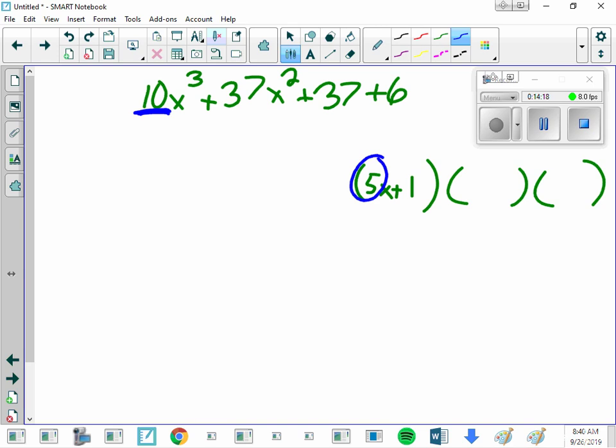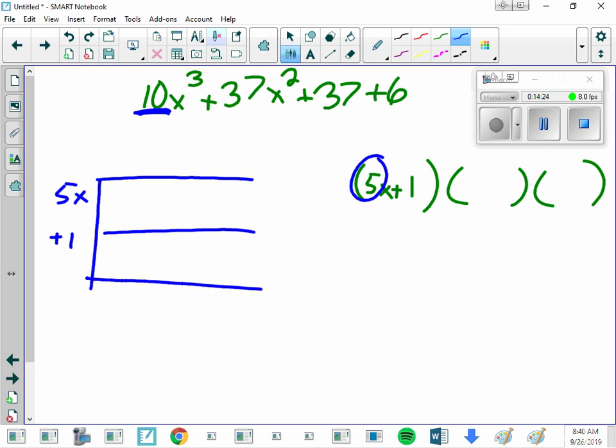All right. I'm going to put 5x plus 1, bring down the 10x to the third. How do you take a 5x out of 10x to the third? Divide it. Good. So what is 10x to the third divided by 5x? 2x squared.